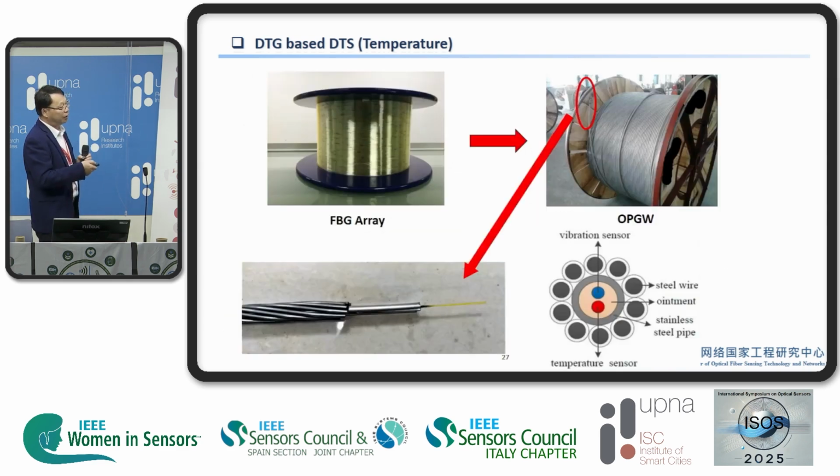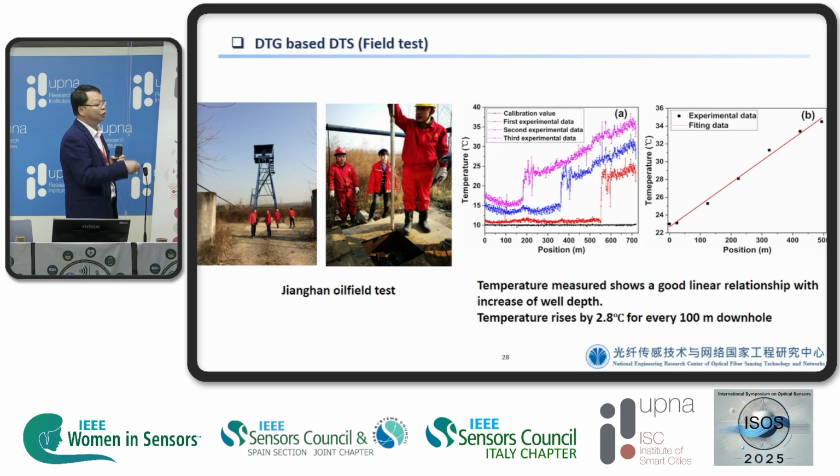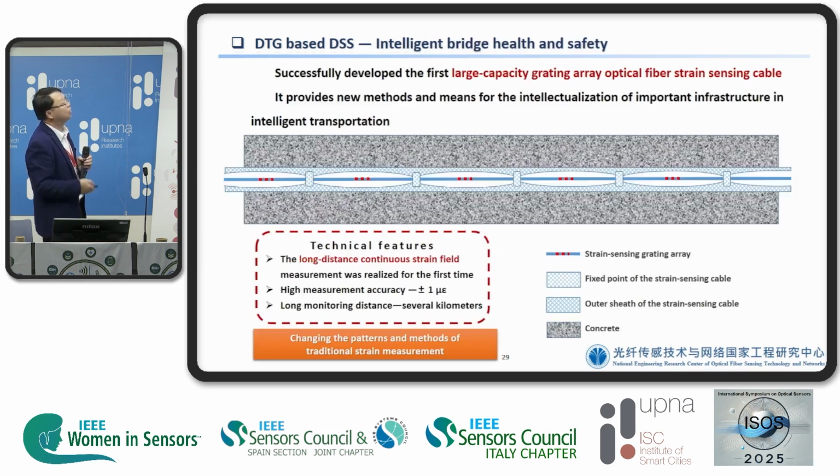And then we make the cabling with the industry partner, typically for the OPGW cable. This is a very commercial cabling process, and also inside you see that point. These are the FBG points you can see, and we use that for the oil field test. That's monitoring the downhole temperature for the oil field test. This is just one very simple demonstration.